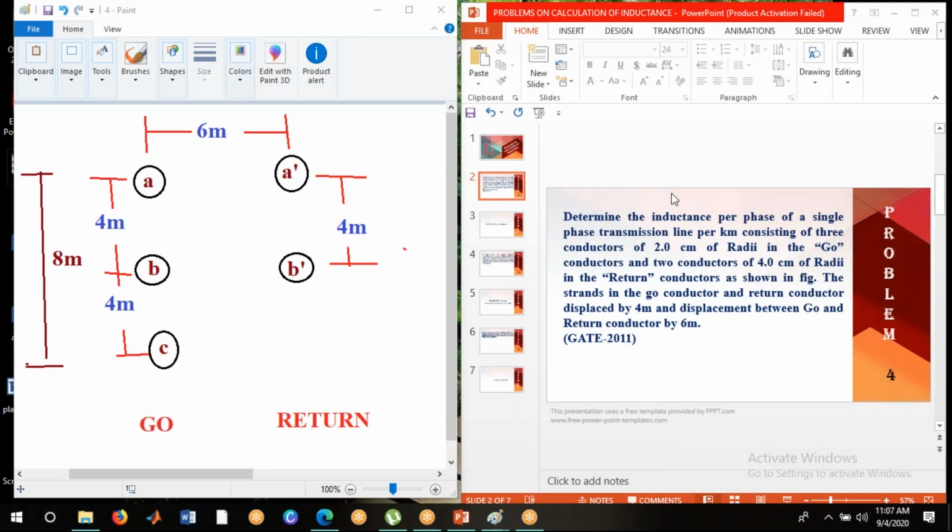Now, they are asking us to find the inductance per phase. So you can take the go conductor as a reference, and we have to find the inductance value of the go conductor. Now, what is the equation for inductance? L is equal to 2 into 10 power minus 7 ln Dm by Ds.